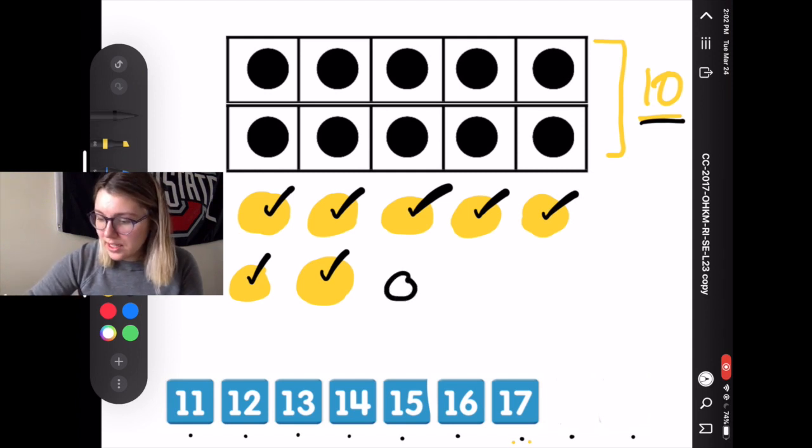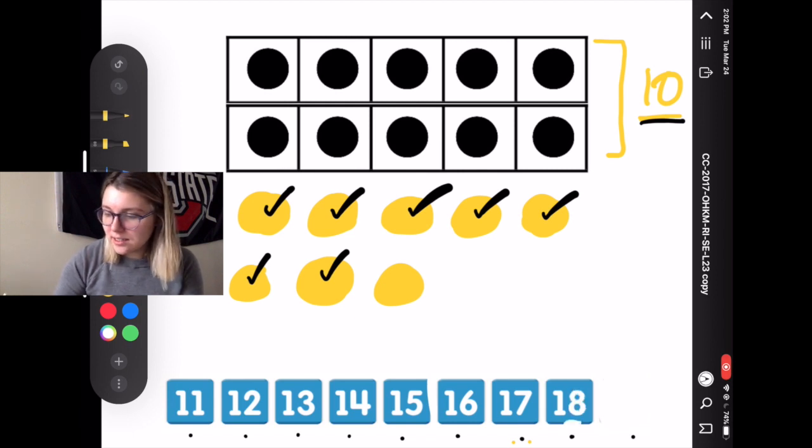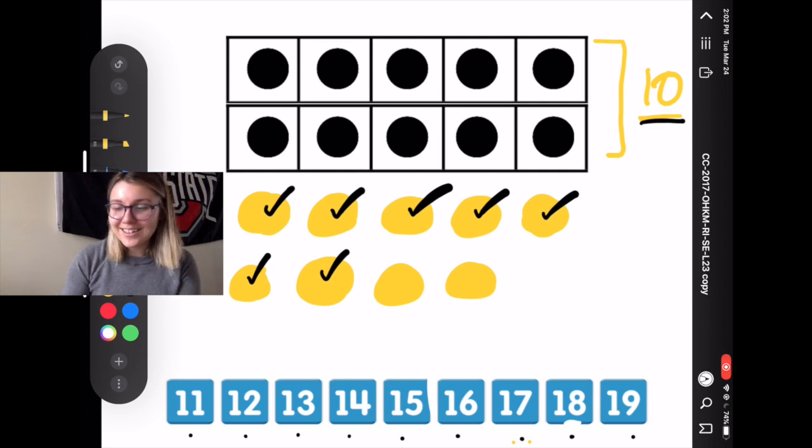So 17 and then we have 8 more. So 10 and 8 more gives us 18. And then we have our last one, 10 and 9 more gives us 19.